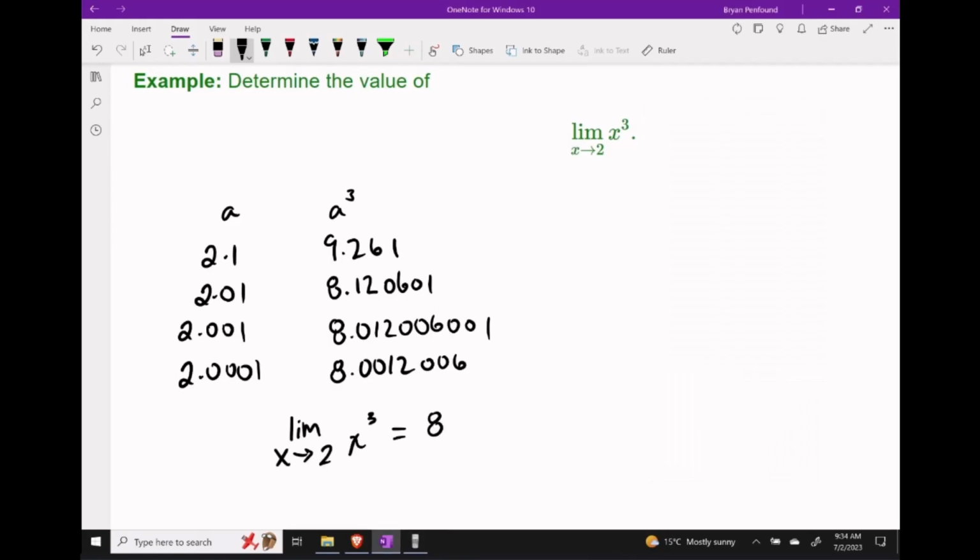So we can see that when we start to take x values that are in the neighborhood of 2, like they could be a little bit larger or a little bit smaller than the number 2, all of our x cubed values tend to get very close to 8. A little bit bigger than 8, or maybe a little bit smaller than 8. But we can probably conclude here that as x tends towards 2, x cubed tends towards 8. So we write the limit as x approaches 2 of x cubed is equal to 8.